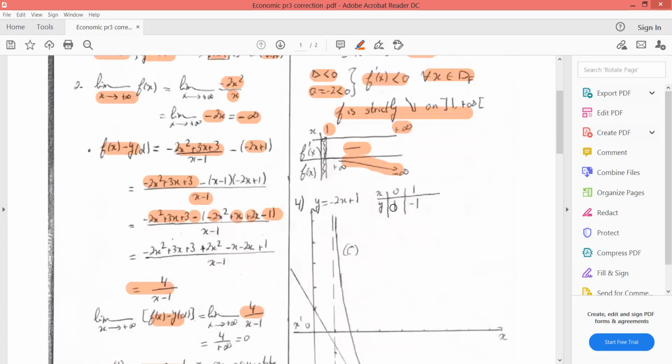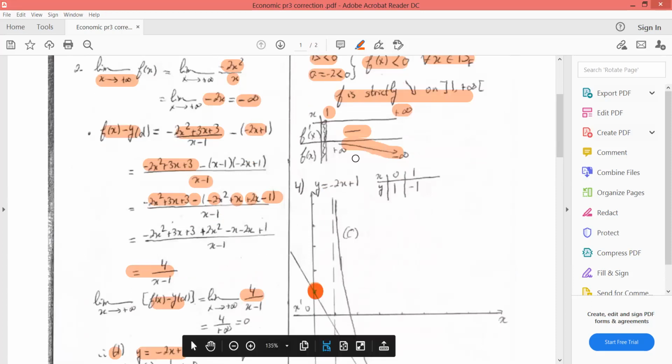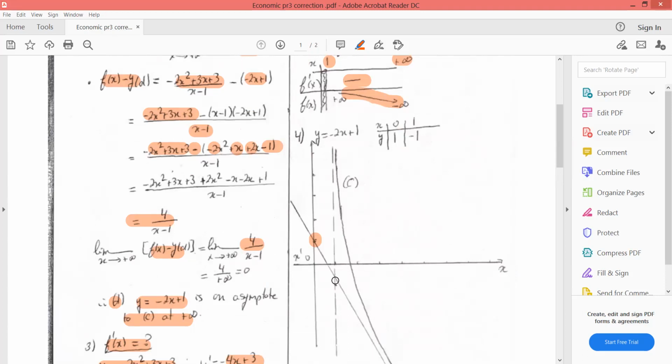D is the oblique asymptote. To draw the oblique asymptote, we take 2 points. It's an x0, y1, this point. And it's an x1, y equal minus 1. Then we join the points and draw the oblique asymptote.